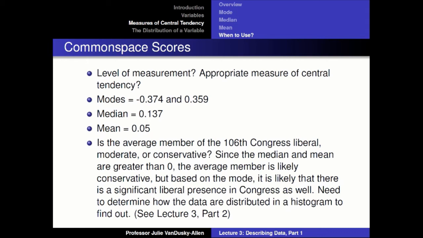According to the median, the typical member is moderately conservative, with a score of 0.137, and according to the mean, the typical member is moderate, with a value of 0.05. So which one is correct? Since the median and mean are greater than 0, the average member is likely conservative, but based on the mode, it is likely that there is a significant liberal presence in Congress as well. To make a more informed judgment, we would need to determine how the data are distributed in a histogram to find out, which is a topic of Lecture 3, Part 2, next week.